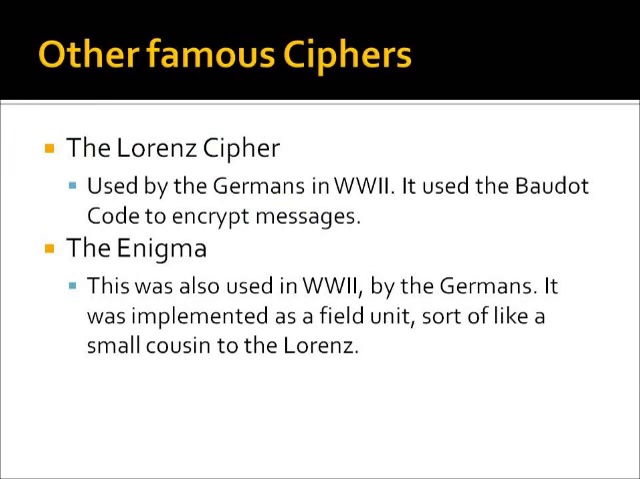Some other famous ciphers that you may have heard of are the Lorenz cipher, which was used by the Germans in World War II. It used the Baudot code to encrypt messages, and sometimes it's confused for its smaller cousin, the Enigma machine. But the Enigma machine was also used in World War II by the Germans, just like the Lorenz, and it was implemented more as a field unit, where the Lorenz cipher was kind of bigger.